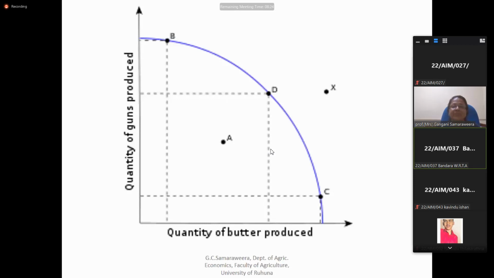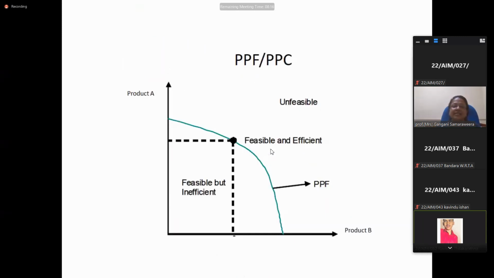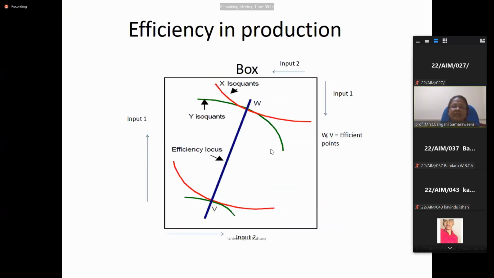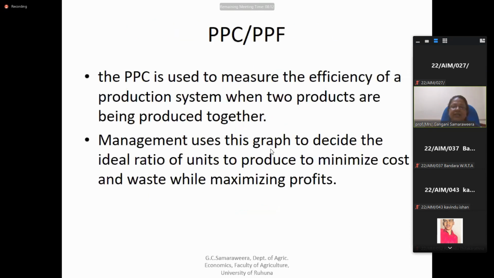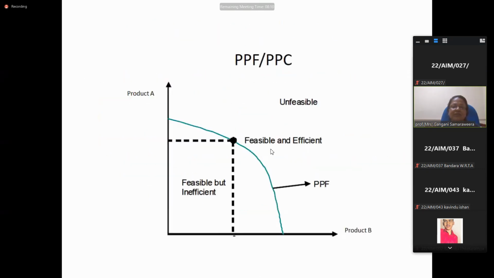Thank you. Yes, madam. Yes, Bandara? No, madam, please again. Okay, sure. See here, up to now, I think this graph is clear till we get the production possibility frontier. Clear up to now?